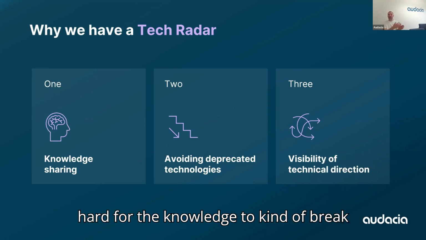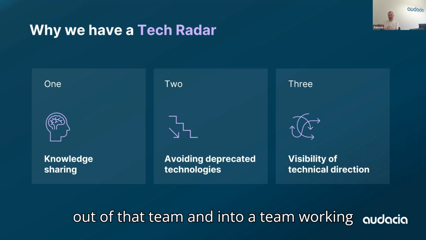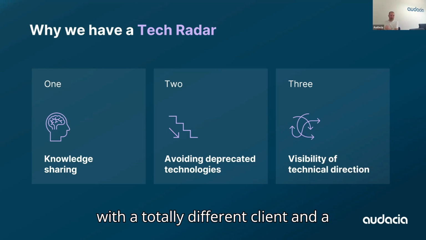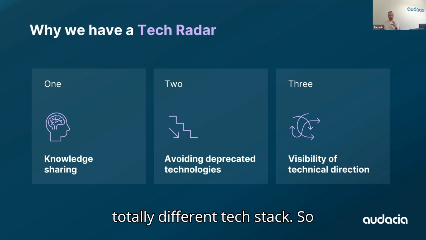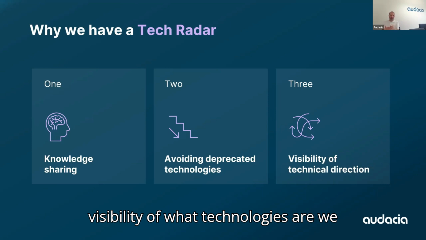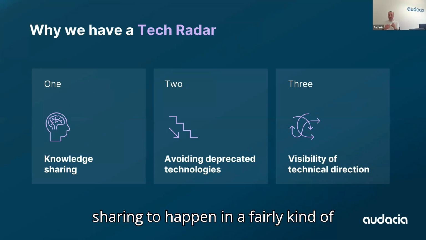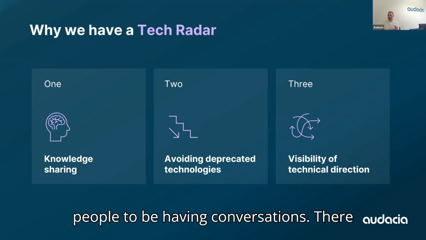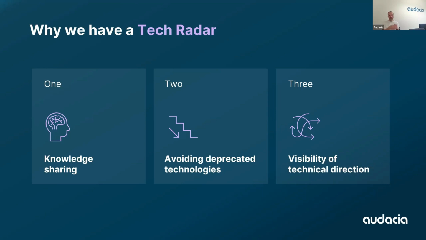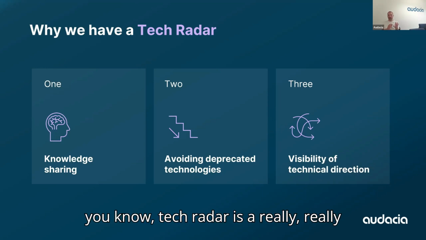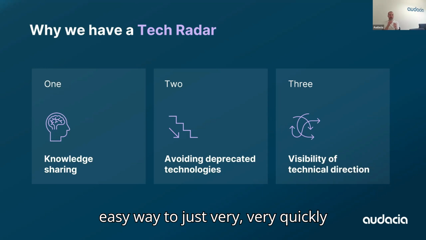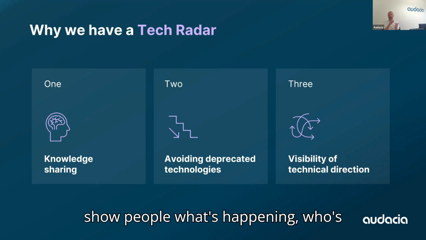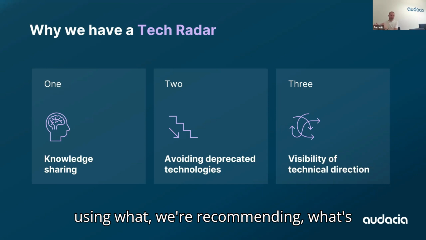It can be quite hard for the knowledge to break out of that team and into a team working with a totally different client in a totally different tech stack. So having this centralized visibility of what technologies we are using really allows that knowledge sharing to happen in a fairly seamless way. Obviously, you still want people to be having conversations. There are other mechanisms that we have for doing this kind of knowledge share, but the tech radar is a really, really easy way to very quickly show people what's happening, who's using what, what we're recommending, what's coming next.